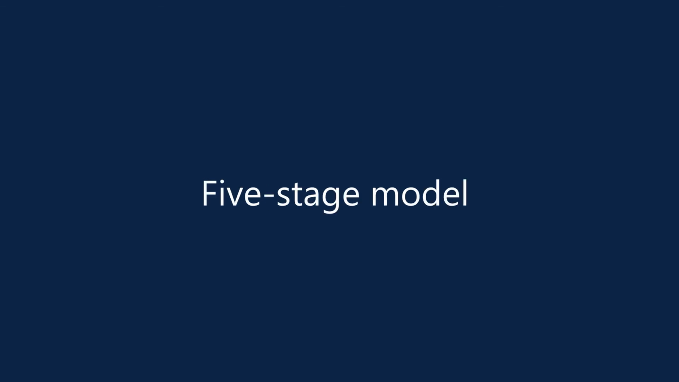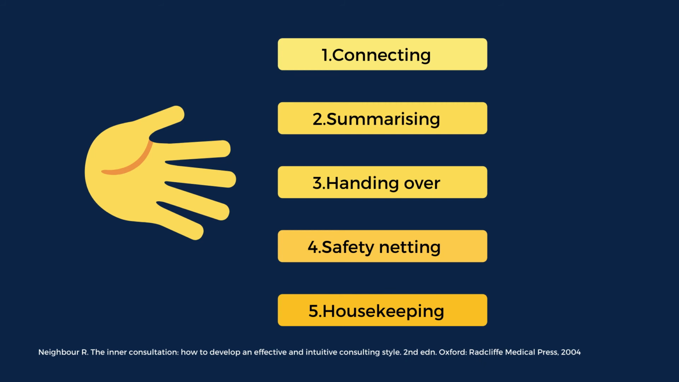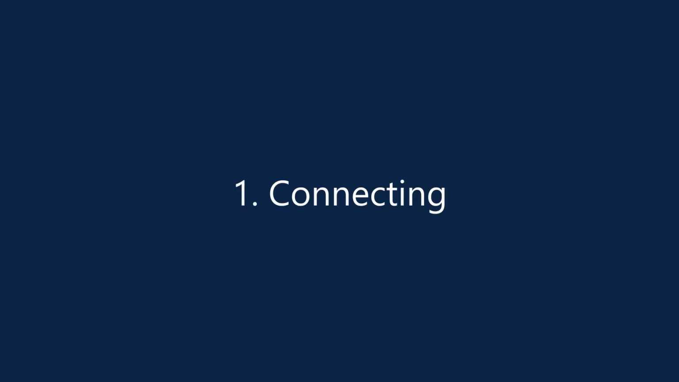Neighbour is one of the most well-known consultation models. It is a 5-stage model that is easy to remember and follows the natural flow of the consultation. The 5 stages described by Neighbour include connecting, summarizing, handing over, safety netting, and housekeeping.